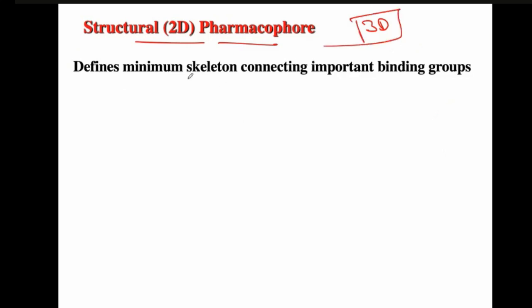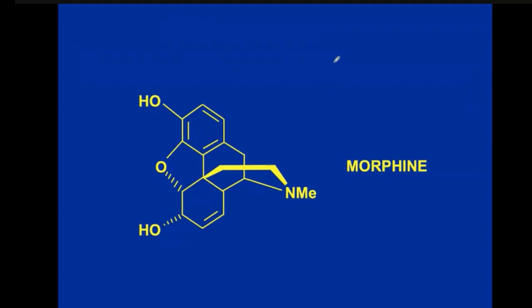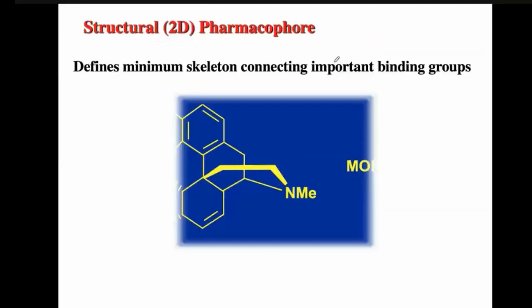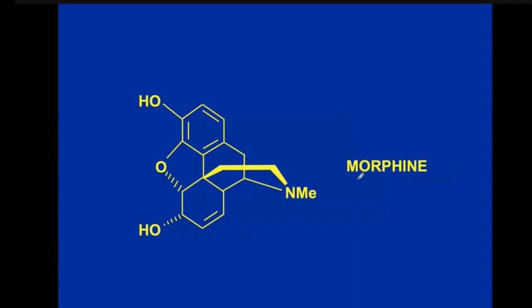So what is this 2D pharmacophore? It defines the minimum skeleton which connects the important binding groups, right? I'm going to give some example. If you take the structure of morphine, I hope that you know what is the biological activity of morphine. It's a very strong painkiller. Even today it is in use, a very strong painkiller. So it has analgesic activity, and also some narcotic effects related to this morphine. So there are different biological activities for that.